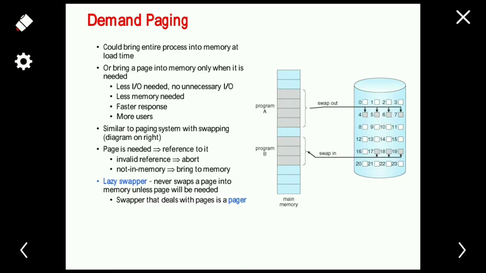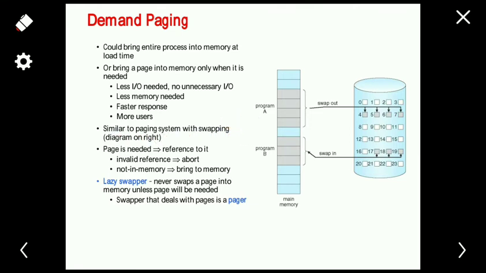So here, using demand paging, it needs less input output and there is no unnecessary input output. So less memory is needed and there is a faster response. And more number of users can use the main memory for execution. So this is a combination of paging and swapping.